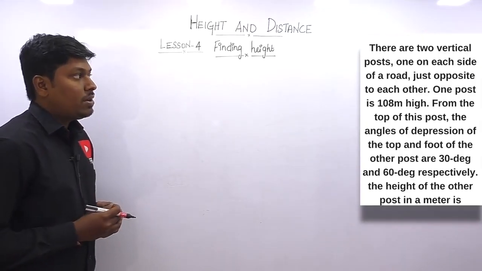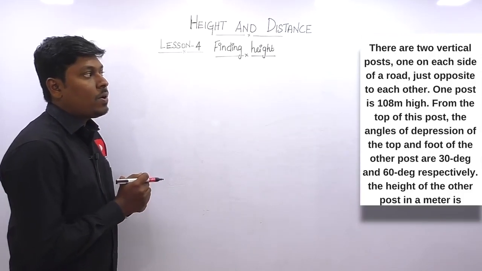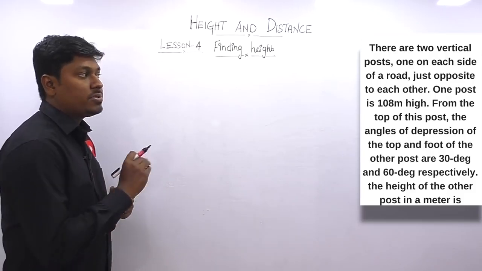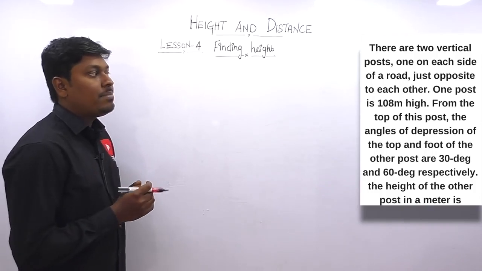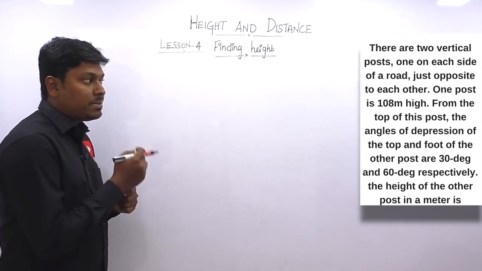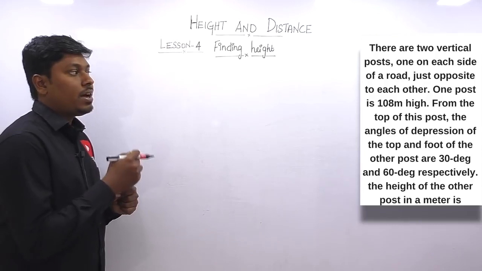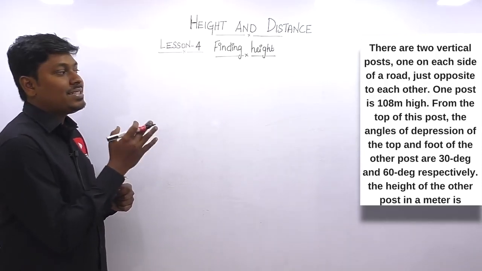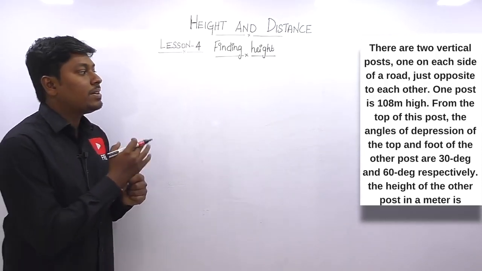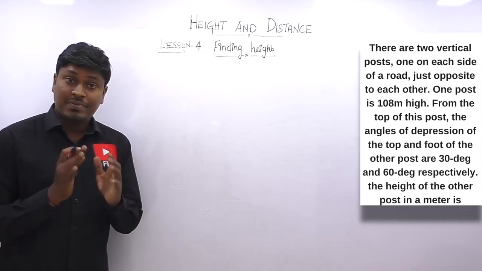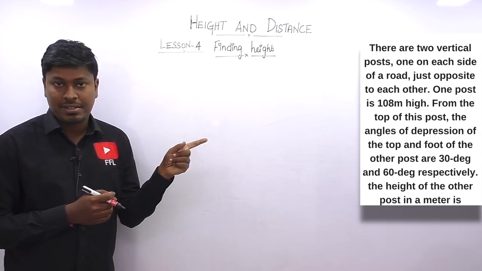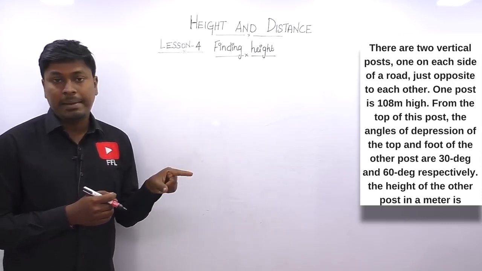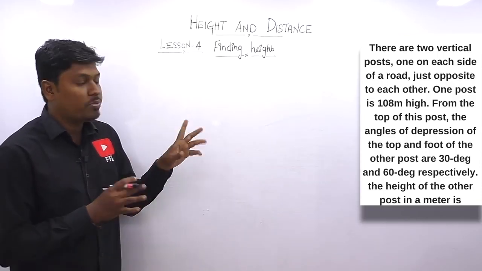Question number 2. There are 2 vertical posts, one on each side of a road, just opposite to each other. One post is 108 meters in height. From the top of this post, the angles of depression of the top and foot of the other post are 30 degrees and 60 degrees respectively. Find the height of the other post in meters. So friends, interesting question. I think this concept is exactly similar to the previous question. In the previous question they were talking about a temple, but in this question they are talking about a post.